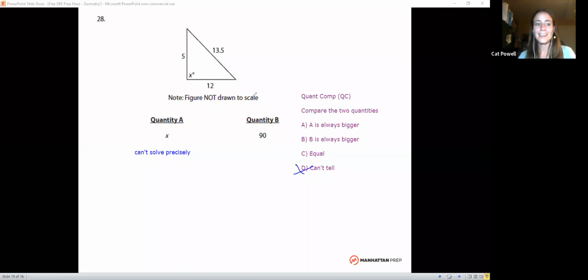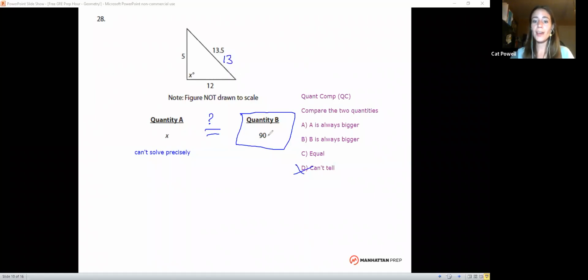Yeah, yep. I have a number, as Anna points out, in quantity B. So I don't need to know what X is. I just need to know how it relates to 90. And then Sunny and Justin pointed out that I could say, okay, what would have to be true if X equaled 90? Well, if X equaled 90, we know we have one of our Pythagorean triples, one of our right triangles, it's 5, 12, 13.